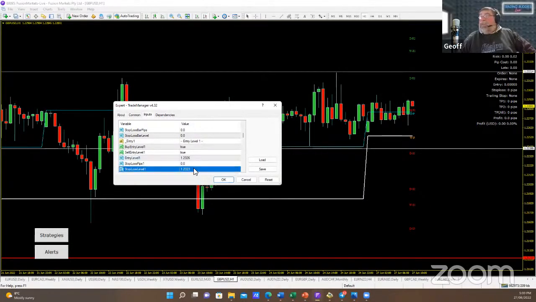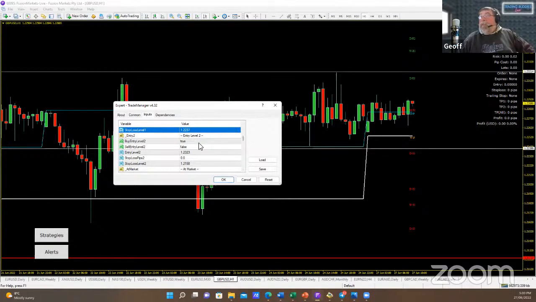And the stop loss on that, as we said, is 1.2237. Rightio, that's really all we need to do at the moment. We can amend everything at a later date for that one. Now, we're selling at entry level 2, so we change the buy to false. Sell at entry level 2 becomes true, and we put that new value in there.